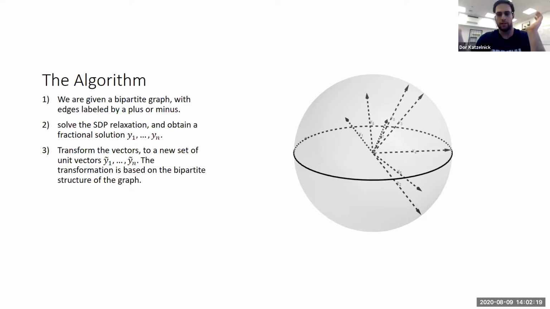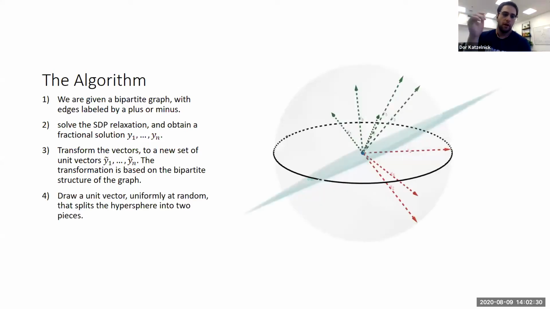Okay, so what happens in the next stage? We want to somehow cluster the nodes in the graph. We want to cluster these vectors. So how do we do it? We draw a random unit vector, and it defines a hyperplane that goes through the origin. It will split the hypersphere into two pieces. You can see all the green vectors that are above the hyperplane. These are, in fact, one piece. And all the red vectors are another piece of the hypersphere.